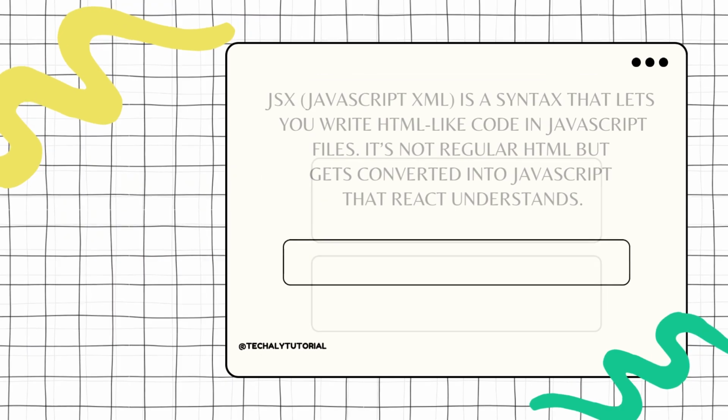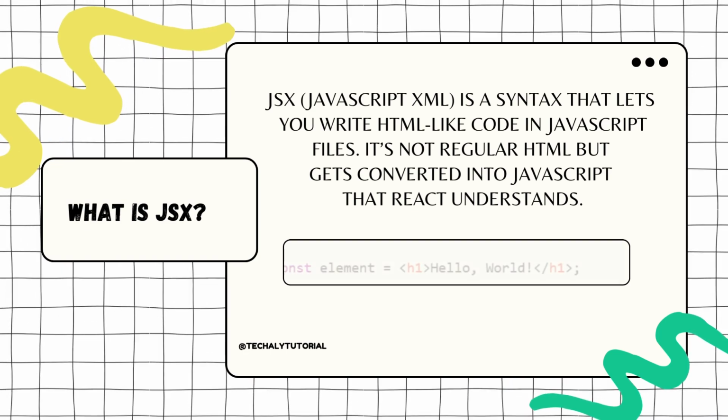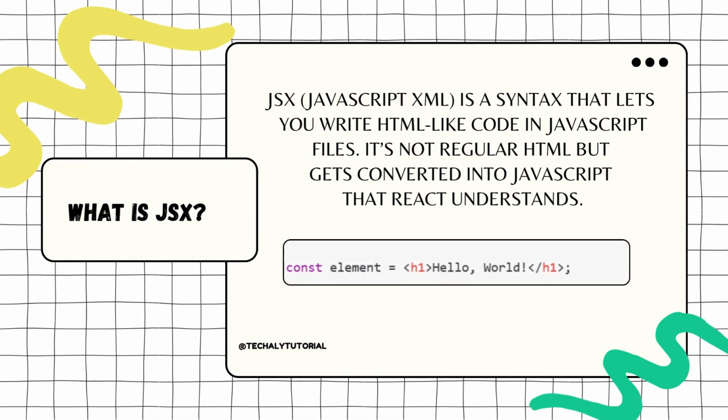What is JSX? JSX is a special syntax that lets you write HTML-like code in JavaScript files. It looks like HTML but is actually JavaScript code that React can understand. In JSX, you can write "Hello World" directly in your JavaScript code. It feels like HTML, but it's JavaScript that React reads.